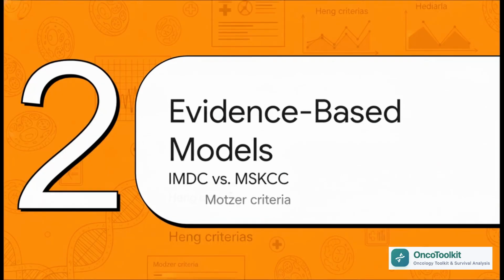But before we even touch the software, let's get into the science it's built on, because that's what really matters. We're talking about two foundational prognostic models. First, the modern standard, the International mRCC Database Consortium score, which you probably know as the IMDC or Heng criteria. And second, the historical benchmark, the Memorial Sloan Kettering Cancer Center score, or the MSKCC/Motzer criteria.